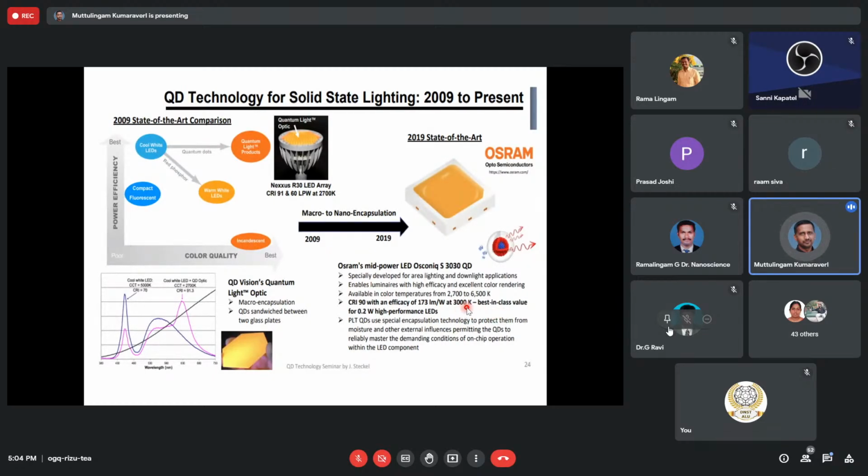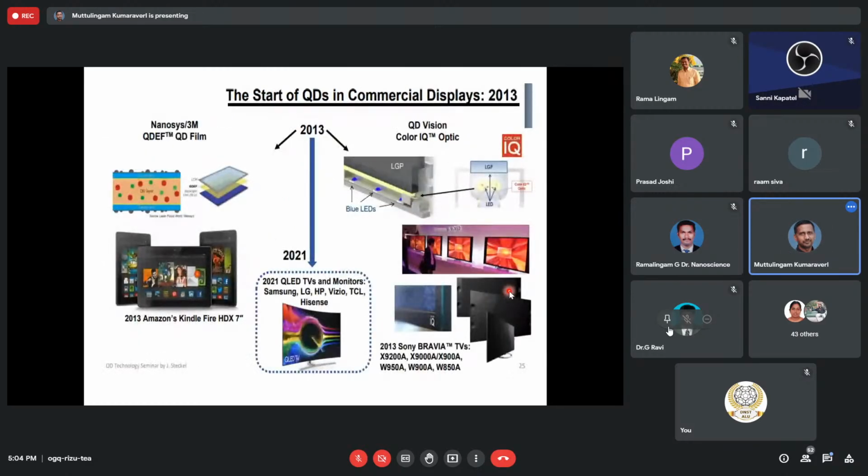The warm white they could make easily by using this color filter. So now the color temperature they could make from 2,700 to 6,000 K using the photoluminescence of the quantum dots. Now, we just look at the commercial displays.